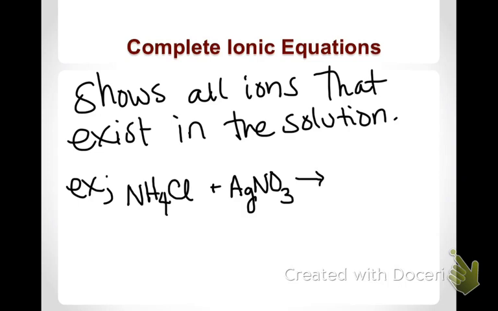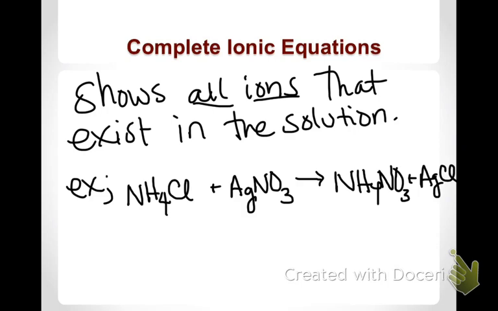On the product side, I would get ammonium nitrate plus silver chloride. That's the molecular equation. Now, if I wanted to write the complete ionic equation, I would assume that I take this reaction and put it into water, and I would show all the ions that exist in the solution as being ions.